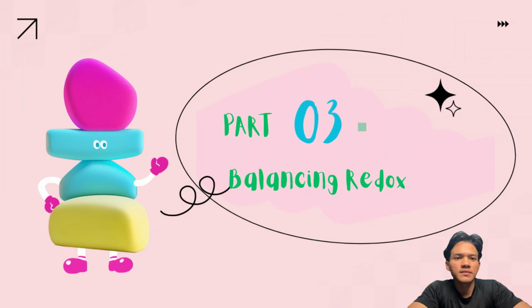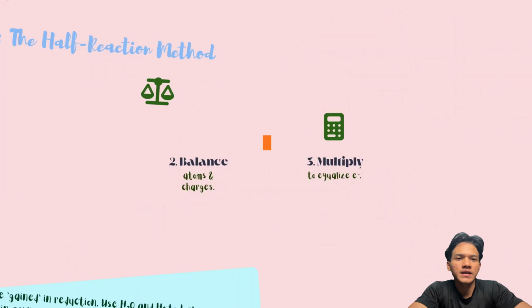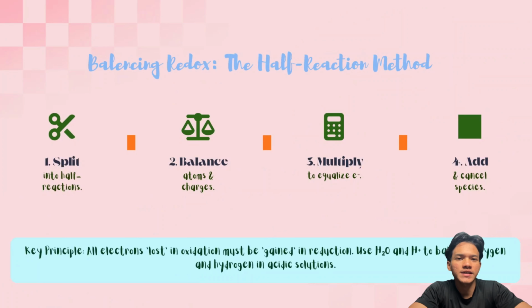Part 3 is about balancing redox reactions. The first step is to split the equation into half reactions. Next, we balance the atoms and the charge in each half reaction. After that, we equalize the electrons, then we add the two half reactions together. Key principle: all electrons lost in oxidation must be gained in reduction. Use H2O and H+ to balance oxygen and hydrogen in acidic solution.